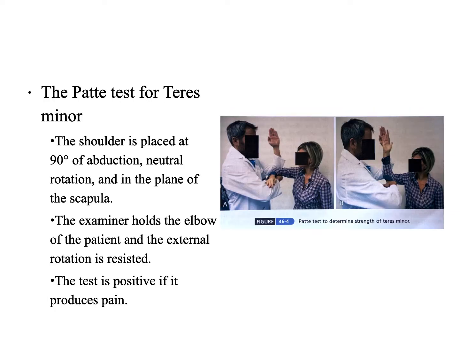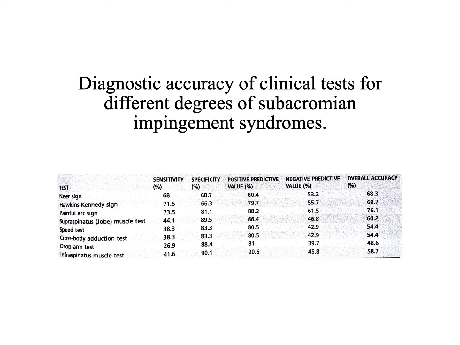The Patte's test for teres minor. The shoulder is placed at 90 degrees of abduction, neutral rotation and in the plane of the scapula. The examiner holds the elbow of the patient and external rotation is resisted. The test is positive if it produces pain.